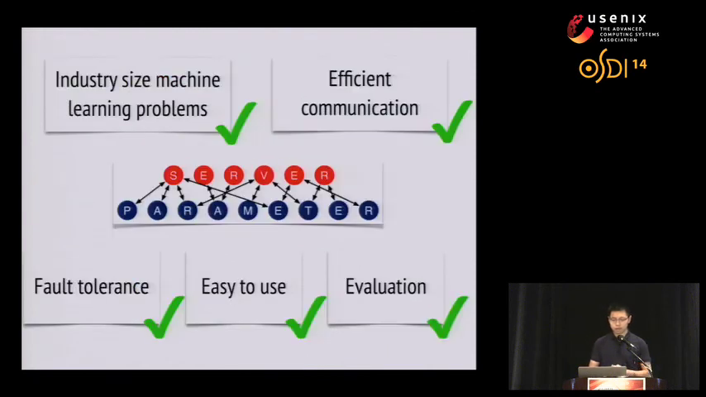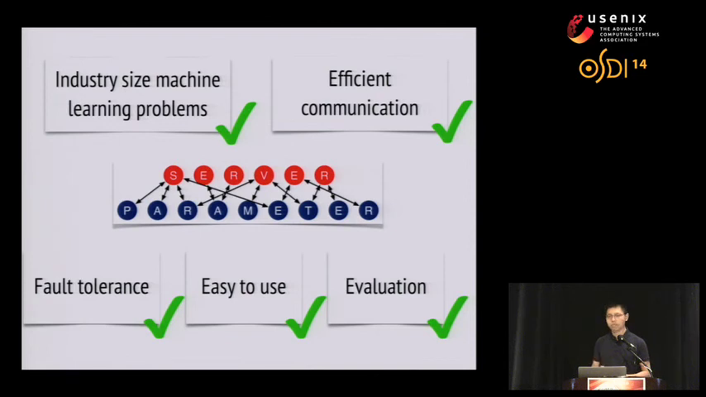Well, in conclusion, in this talk we presented the parameter server, which scales to industrial machine learning problems because we do data parallelization and model parallelization here. It's efficient for data communication. The key insight here is that we trade off data consistency for system performance. It is fault tolerant by using consistent hashing and chain replication.